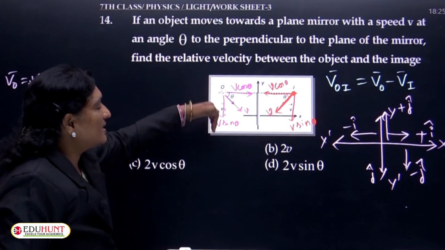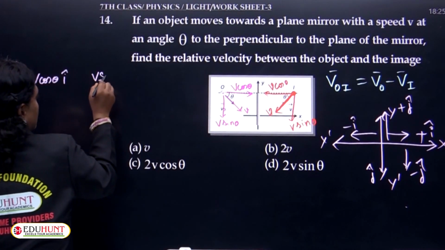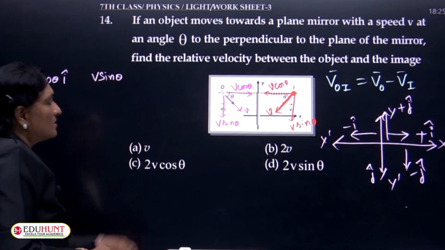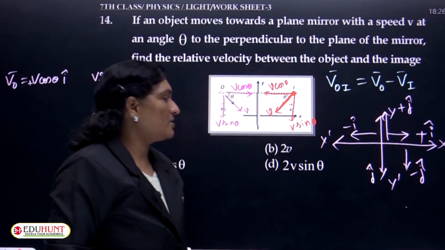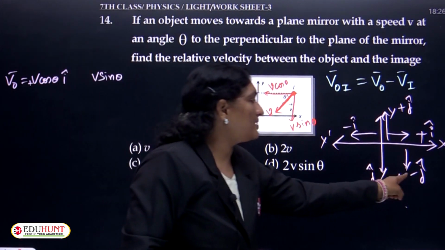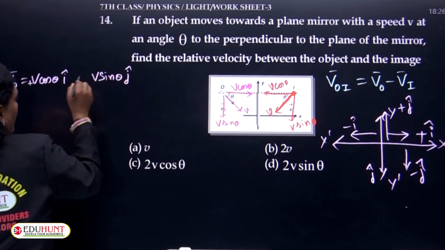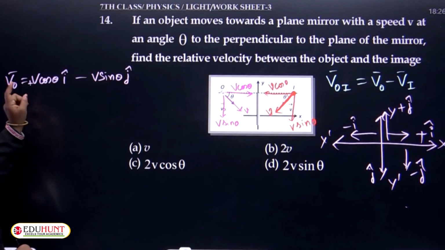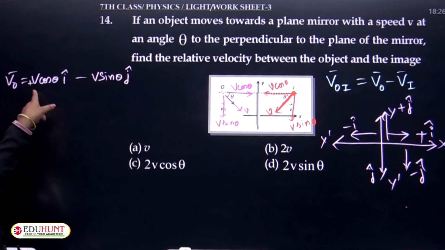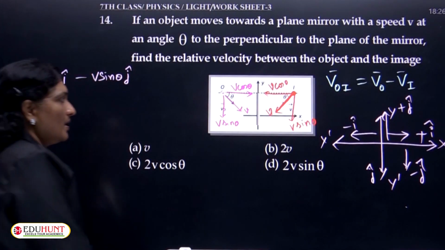Another is along vertical motion, that is v sin theta. This v sin theta is in the downward motion. Downward motion, we generally consider it as minus j cap. So velocity of the object is equal to v cos theta I cap minus v sin theta j cap.